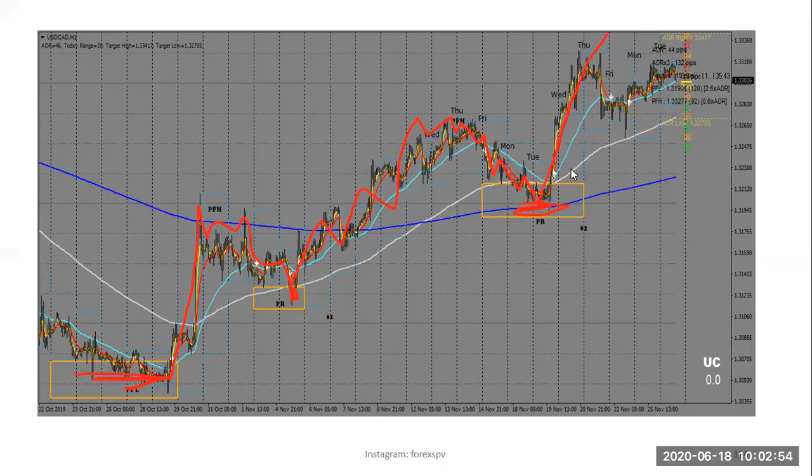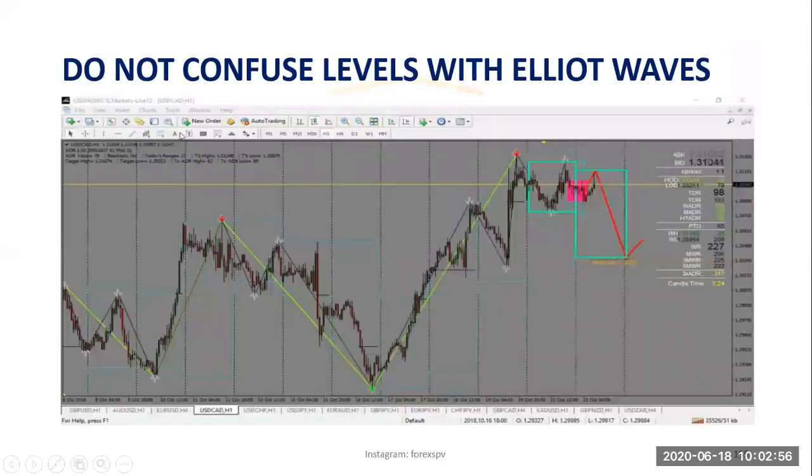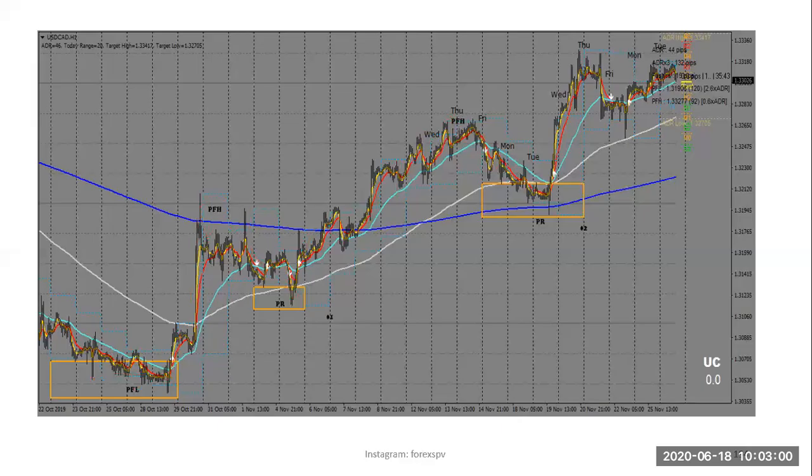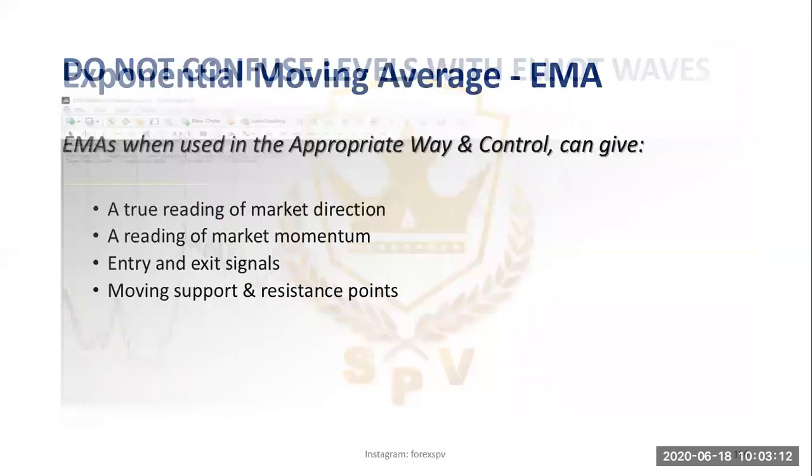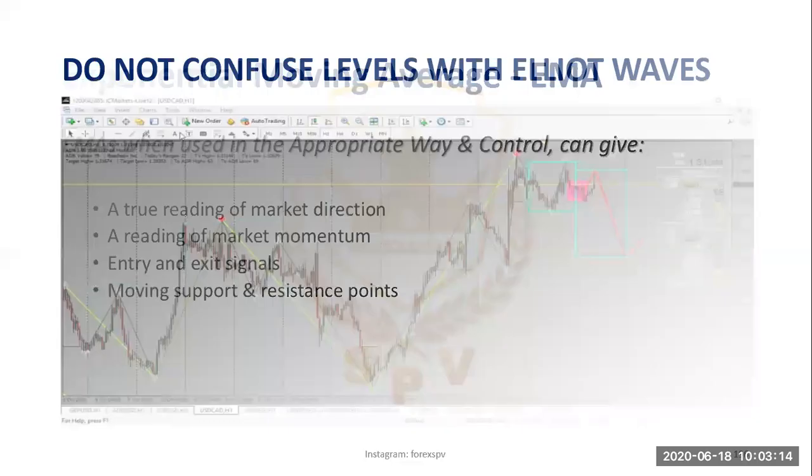So for the hour 1 cycle to be fully understood, you need to have your bias based on the daily time frame. And never confuse levels with Elliott waves. And I will finish up with the EMAs for today.